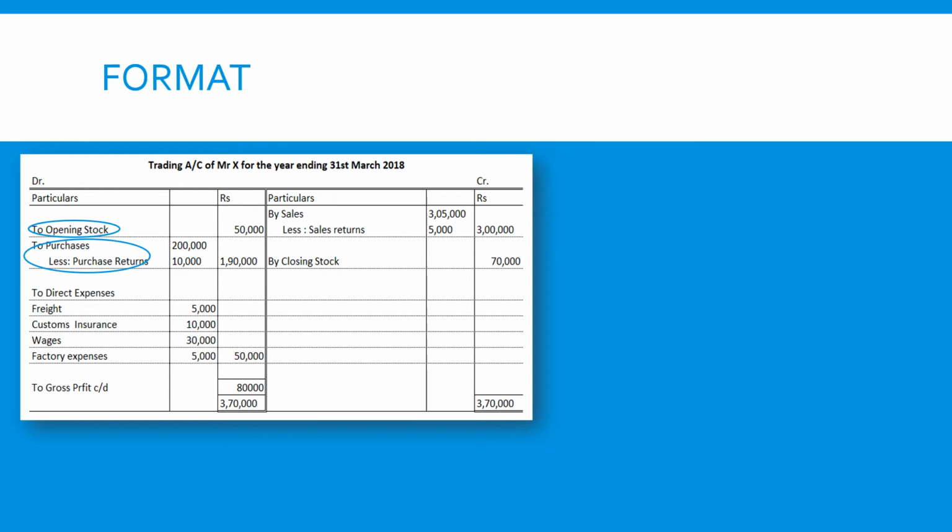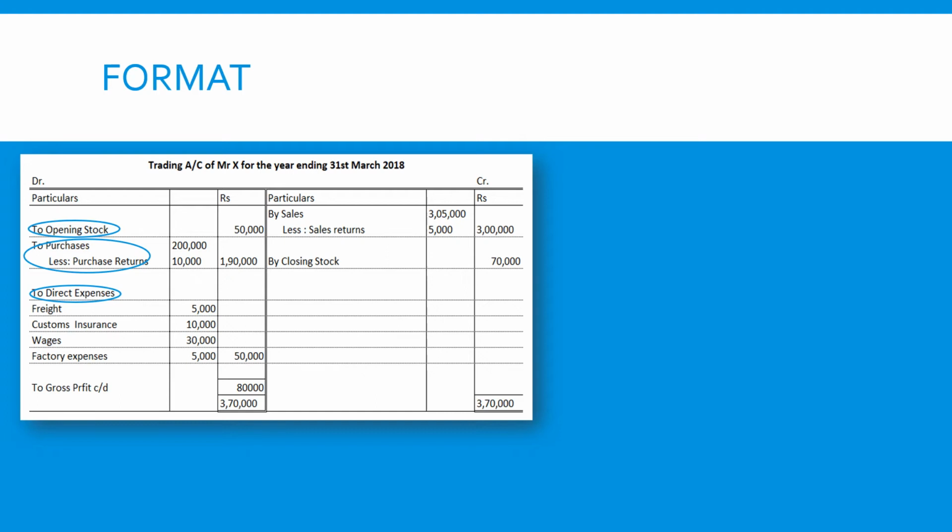Okay, now going to my direct expenses. What is this direct expense? Direct expenses are shown separately in the trading account, because direct expenses are those expenses which you can directly attribute to the purchase of the goods, or to bring the items that you would have bought into a saleable condition. Whatever expenses you incur, that can be your freight, your customs, insurance, your wages, your factory expenses.